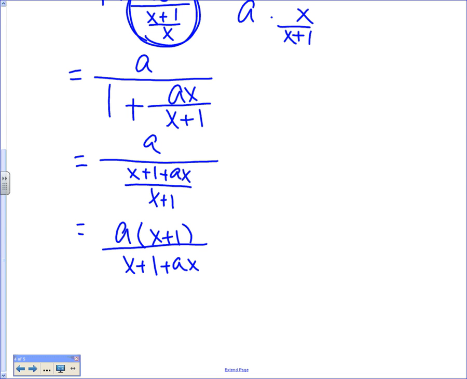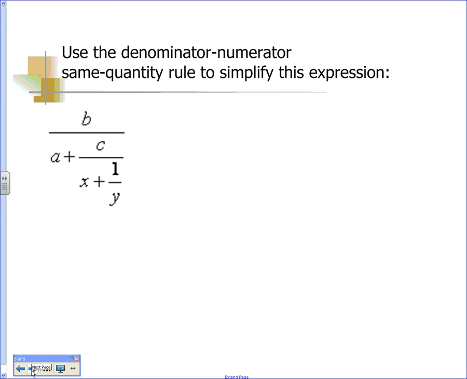You can leave it like that, or you can write it as what y'all were about to say. Ax plus A over x plus 1 plus ax. I don't really care which way it is. It doesn't really matter. Any questions on those? Y'all see how they work? Do they take up a little bit of writing? Any questions on the concept of it, though? Okay. See if you can do this one.